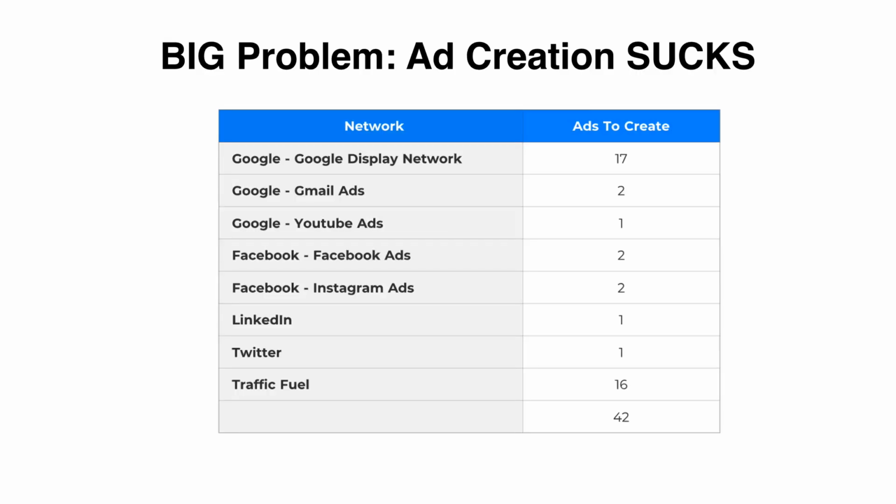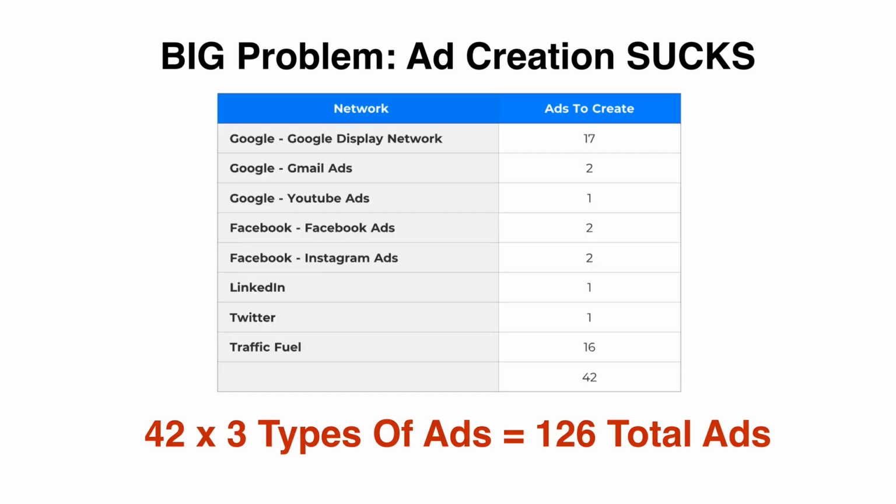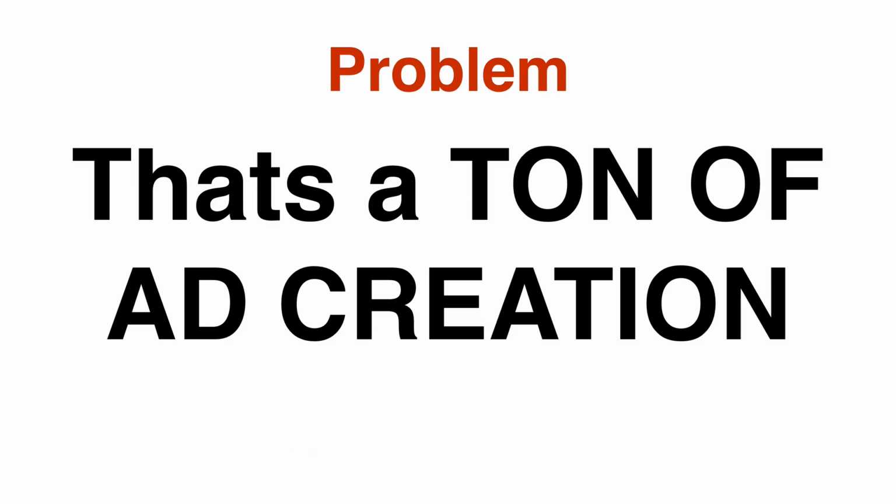Again, the problem here is that ad creation sucks. Okay, 42 different types of ads to create, and really we have 3 different types of ads that we like to run, right? The branding ads, the offer ads, the review ads. So in all, 42 times 3, we have 126 different ads to create. The problem is that is a ton of ad creation.